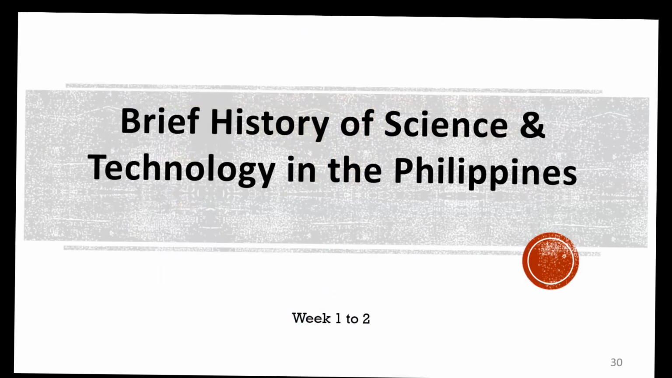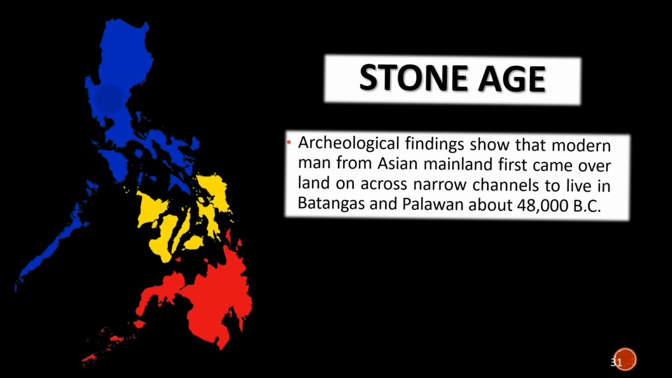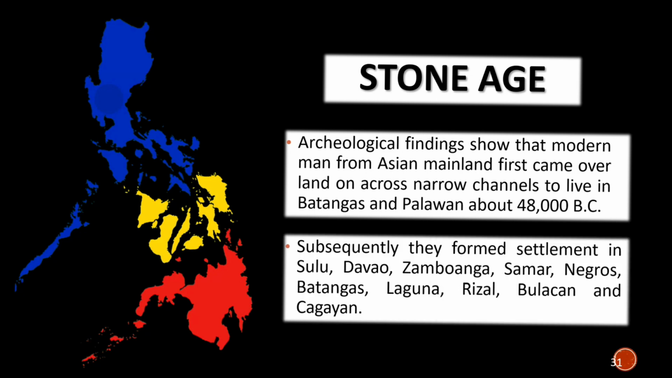Then in the Philippines, a brief history of science and technology in the Philippines. During the Stone Age, archaeological findings show that modern men from the Asian mainland first came overland across narrow channels to live in Batangas and Palawan about 48,000 BC. Then they formed settlements in other places such as Sulu, Davao, Zamboanga, Samar, Negros, Batangas, Laguna, Rizal, Bulacan, and Cagayan. So that is during the Stone Age.